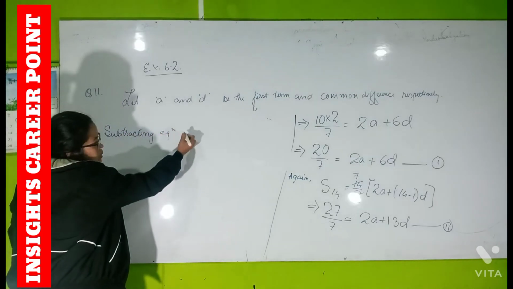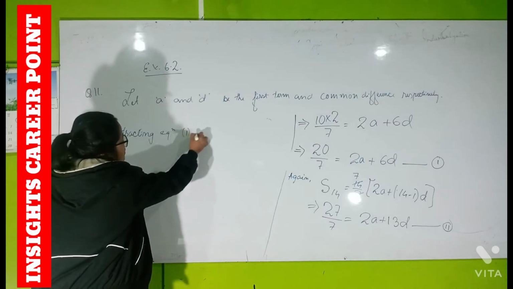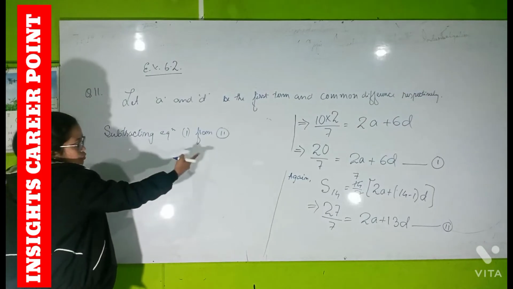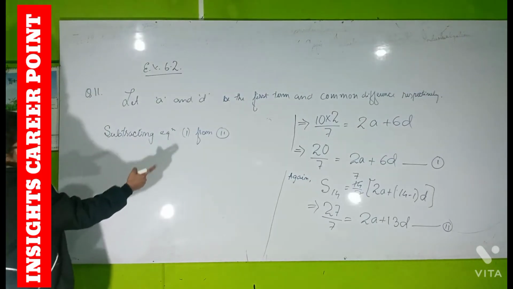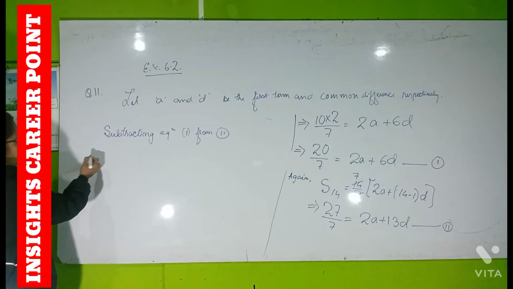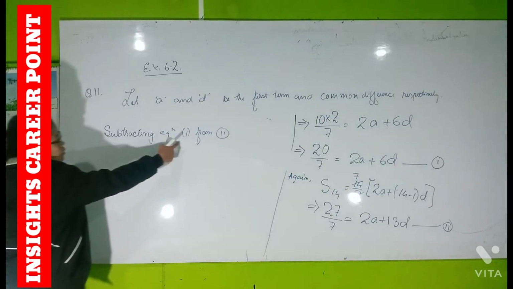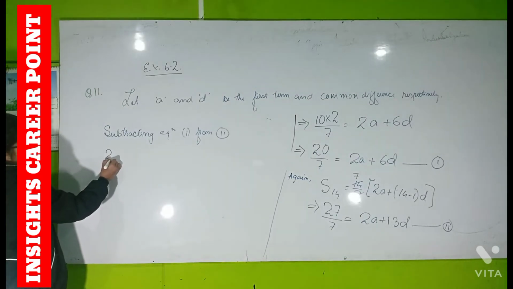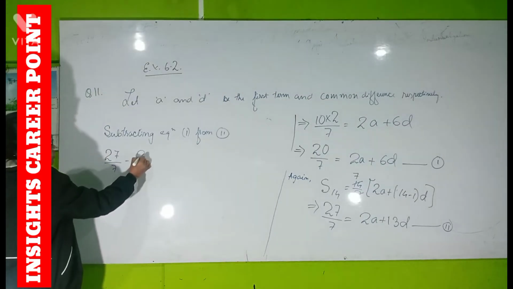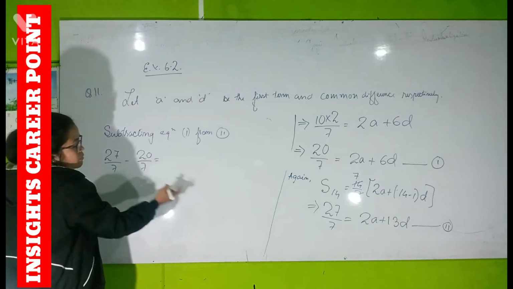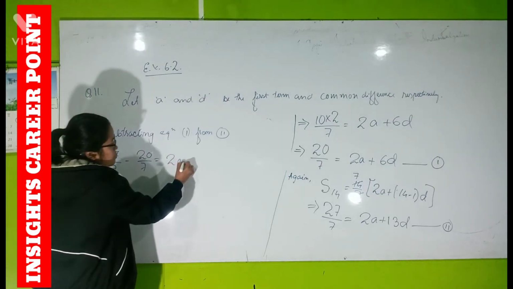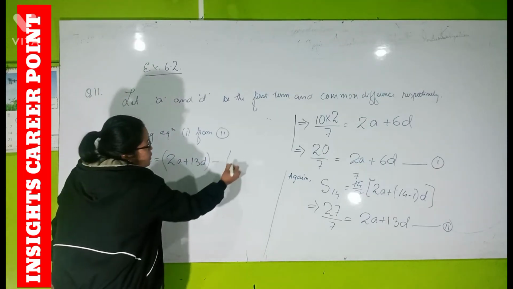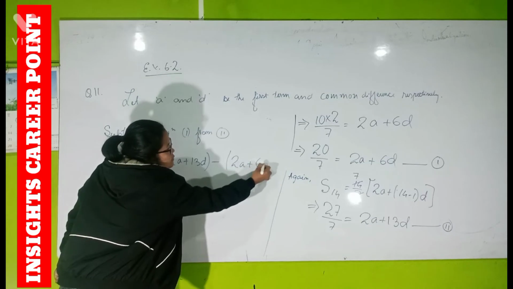Subtracting equation number 1 from 2. You can either subtract equation number 2 from 1 also. Let's write first from the equation number 2: 27 minus 7 minus, what is here? Twice a plus 13d, let's keep it in a bracket because there is a minus here, twice a plus 6d.